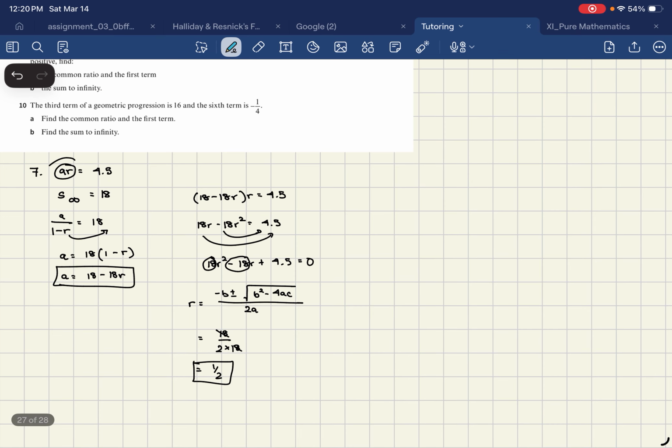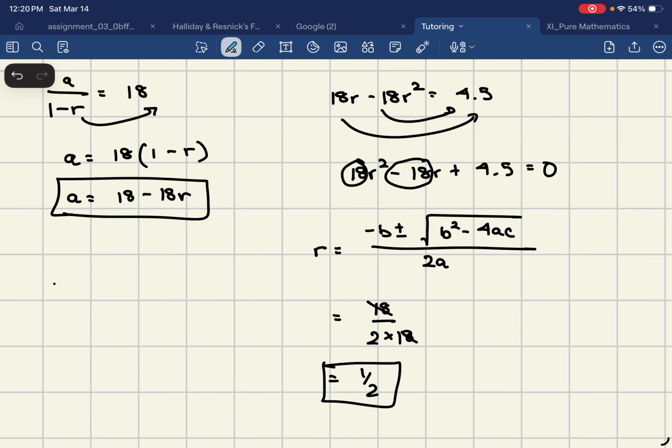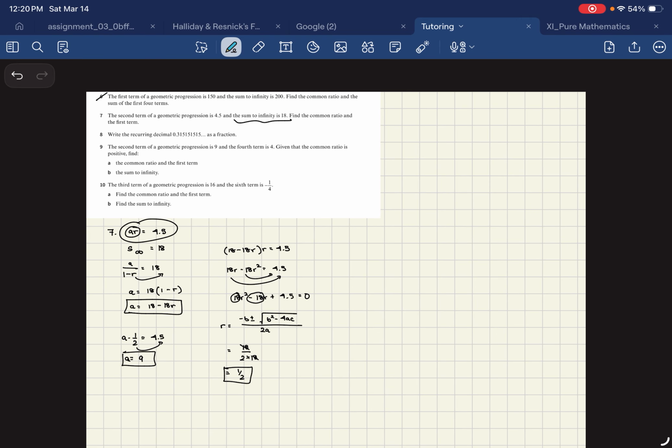And I can use my first equation to calculate A. So A times 1 over 2 is 4.5. So A has to be equal to, if I multiply 2 on both sides, 9. So A is 9 and R is half. All right. So we are done with question 7. 0.5 and 9. So let's move on to question 8.